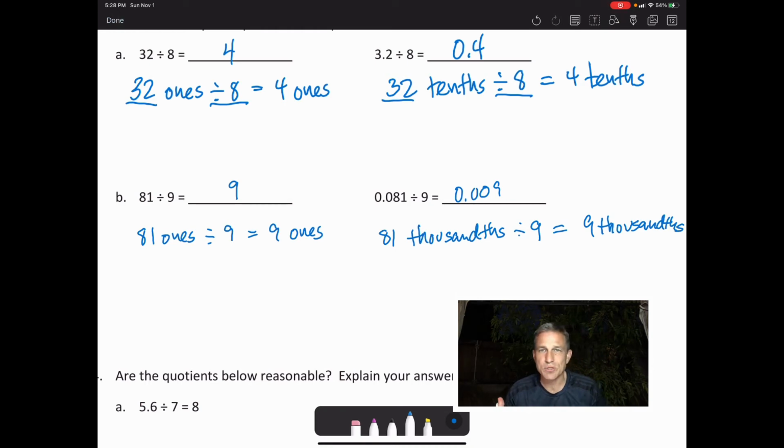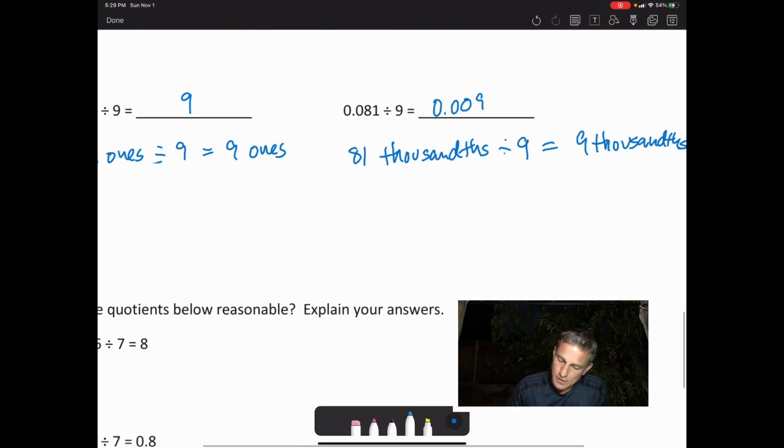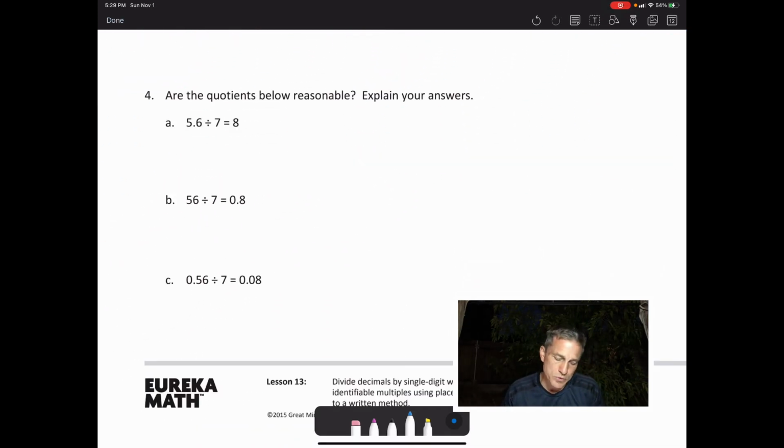So the relationship shows how we still have the same fact family, whether we're dividing ones or whether we're dividing thousandths or hundredths or tenths. So, all right. Are the quotients below reasonable? Okay, for reasonableness, we're going to go ahead and estimate. As far as estimation goes, what I would really like to do is round it to the nearest whole number that's compatible with the divisor.